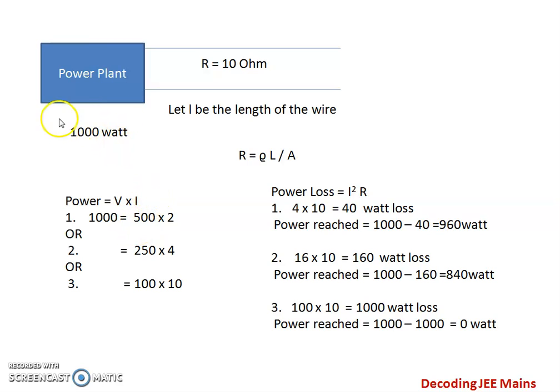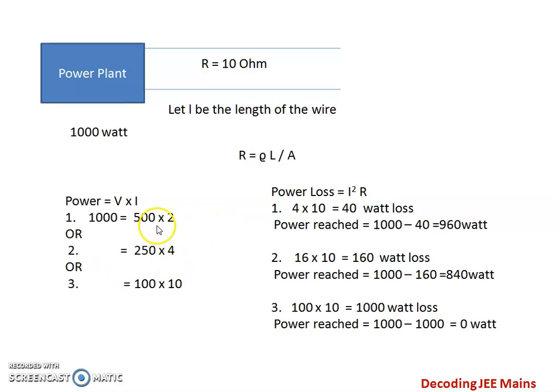So if I say that this is the 1000 watt power, then this 1000 watt can be written in terms of voltage and current as, say, 500 volt and 2 ampere current, or it can be written as 250 volt and 4 ampere current, then 100 volt and 10 ampere current. So ultimately the product is 1000 watt and the power is 1000 watt.